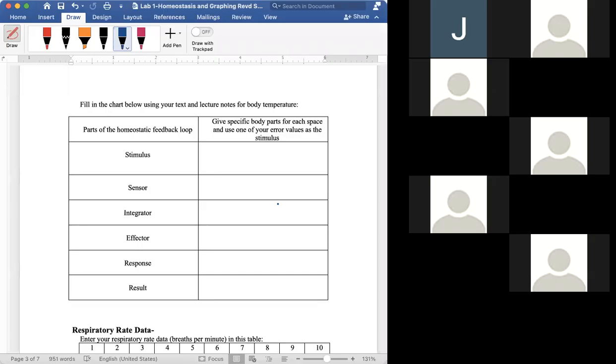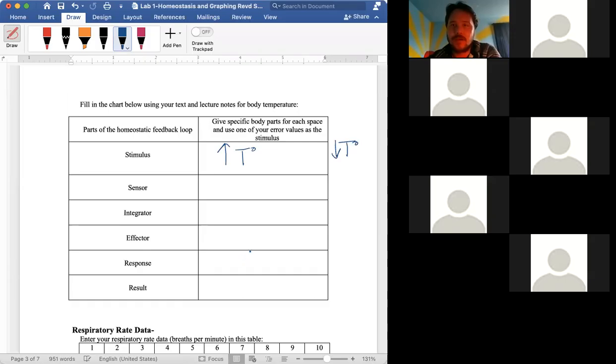All right, so the stimulus for the body temperature, I don't care which one you use, but I want you to know both, okay? So we'll do an increase in body temperature for this one, and then we'll go back and do a decrease in body temperature on the side, okay?